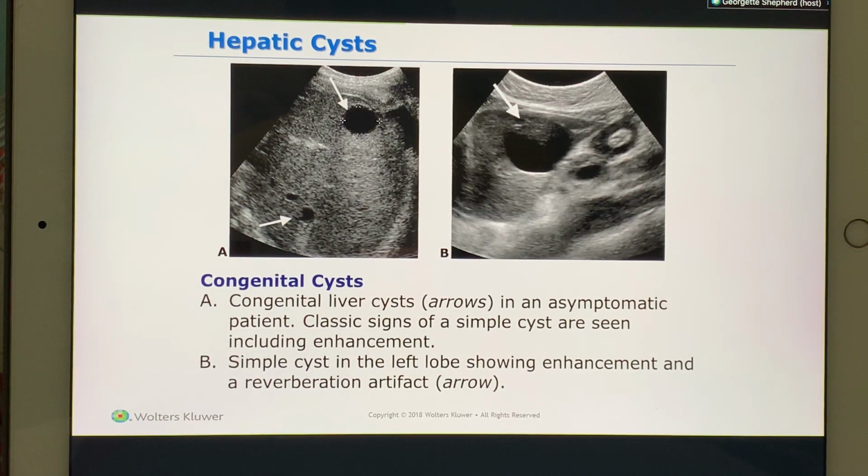These are congenital cysts that you see on the left. It's nice, smooth borders, anechoic, posterior enhancement. A cyst is a cyst. Okay?